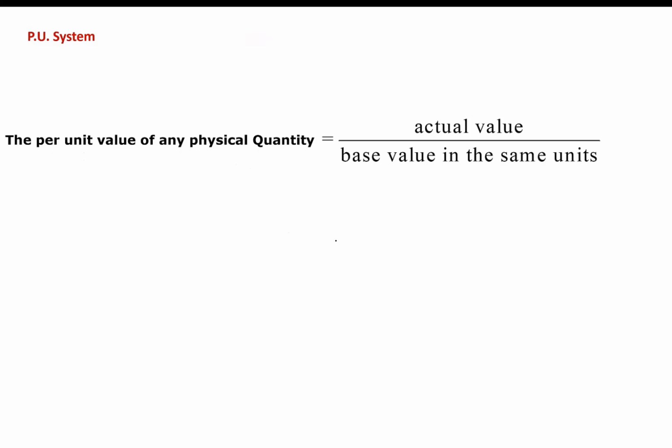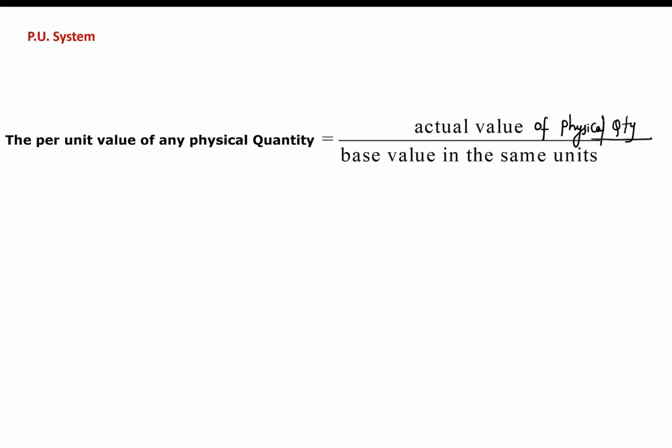The per unit value of any physical quantity is defined as the actual value of the physical quantity in some unit, divided by the base value of the same physical quantity in the same unit. It can be mass, length, quantity, anything. So the per unit value of any physical quantity is the actual value divided by the base value, in the same unit.